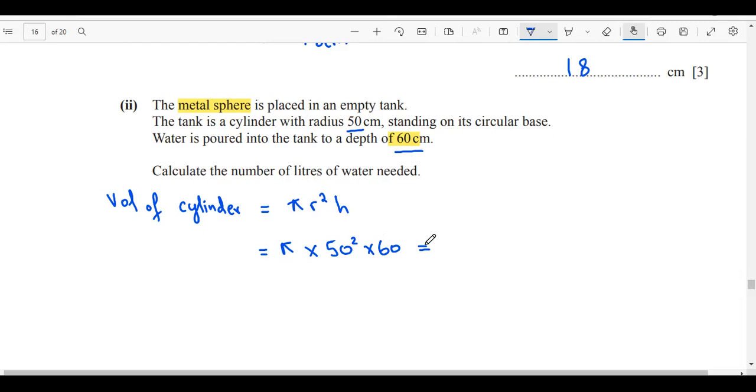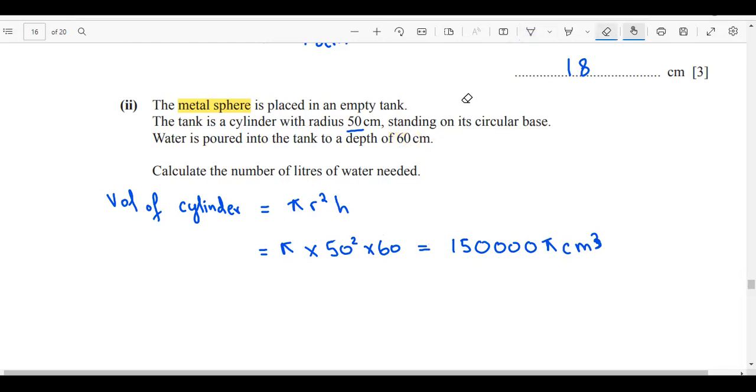Pi into 50 squared into 60. And this would give you 15000 pi. Okay, very good. Okay, centimeter cubes. The units are very important. You'll see why. Okay, now this is the volume of the cylinder as it is for this much depth.